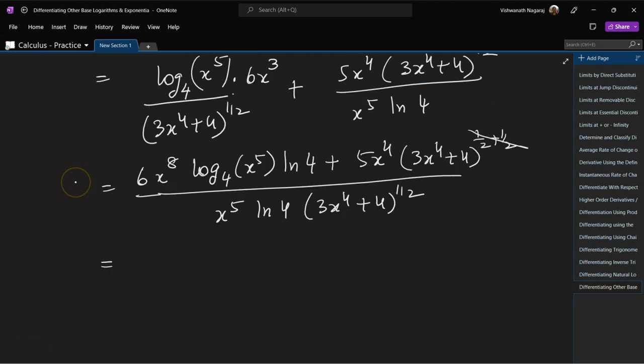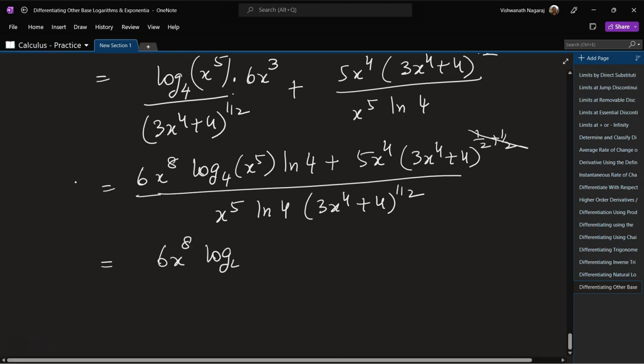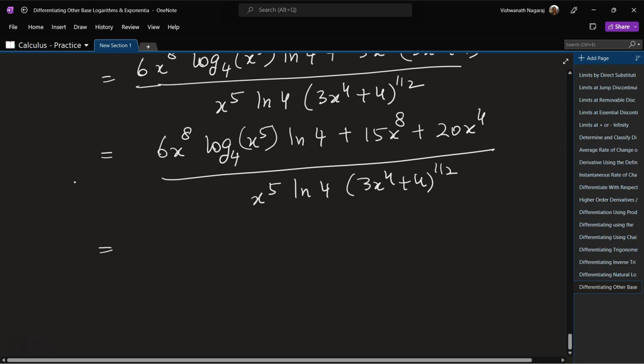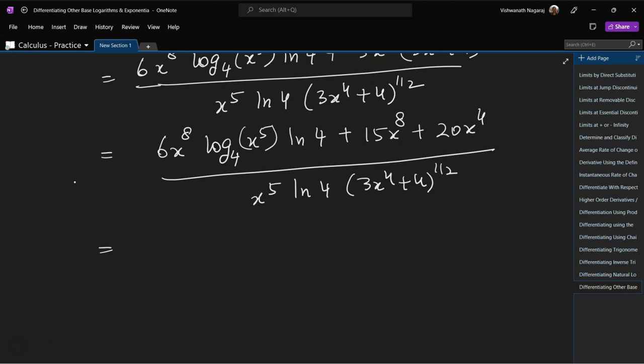Okay, now let's open up the brackets. 6 x to the power of 8 log to the base 4 of x to the power of 5 natural log of 4 plus 5 times 3 is 15 x to the power of 8 plus 20 x to the power of 4, divided by x to the power of 5 natural log of 4, 3x^4 plus 4 to the power of 5. Okay, now here we have x to the power of 5, here we have x to the power of 4 common. So let's take x to the power of 4 common out.